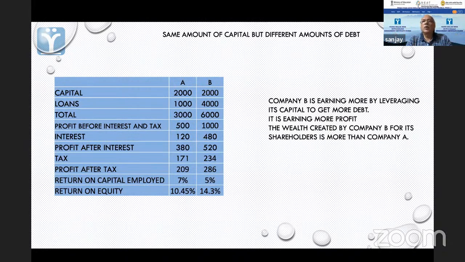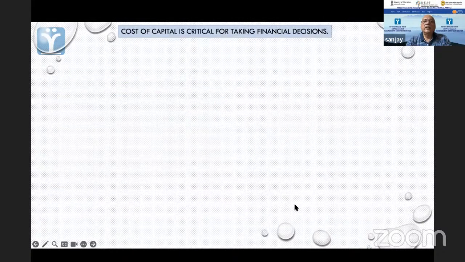Remember yesterday we were talking about wealth maximization. So this is one, here you see in this particular table, how wealth is maximized by earning more profits.